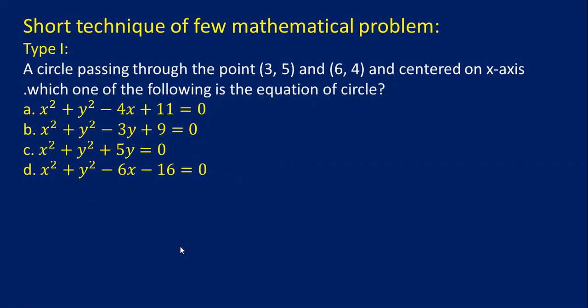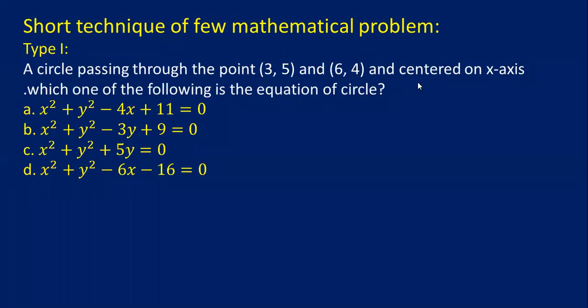Now here, the circle passes through (3, 5) and (6, 4). That means the equation of the circle must satisfy these two points. If we apply them from the first, that will take a long time. Then, centered on the x-axis.